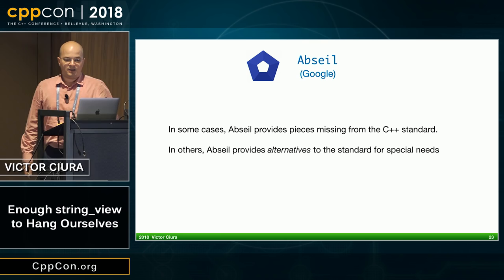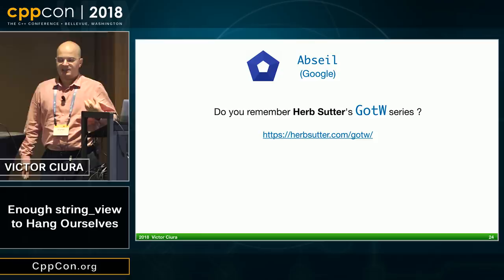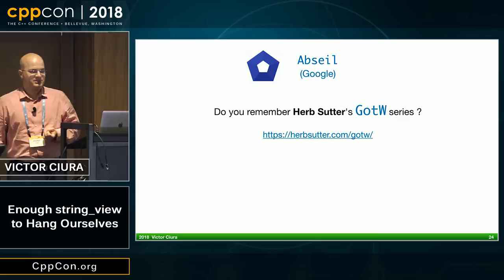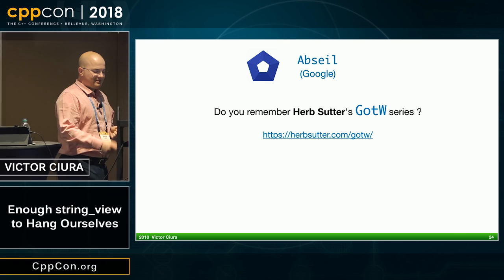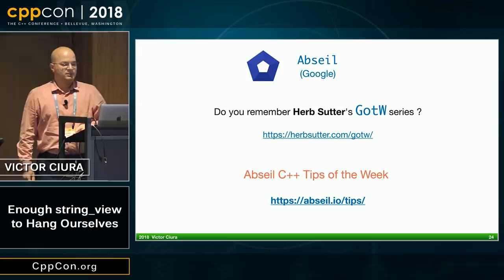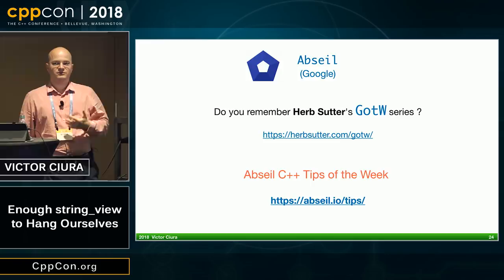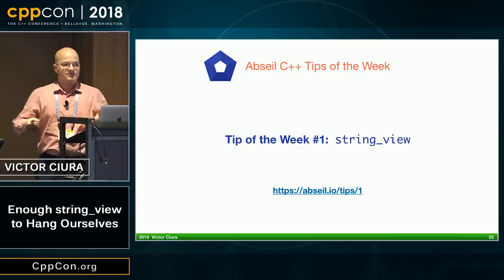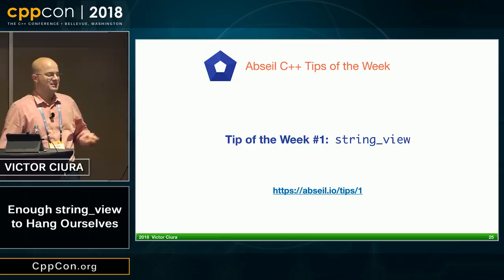And there's one more thing that I like about Abseil, and that is it very much reminds me of the Guru of the Week series back in the day. If you remember Herb Sutter's series of gotchas and questions, the Abseil blog runs something similar to that, and they have what they call Tips of the Week. Be sure to check those out, because they're full of information and gotchas and scenarios and good advice on designing APIs and consuming types. And wouldn't you know, the very first tip on that Tips of the Week in Abseil is about string views. So that definitely caught my attention.